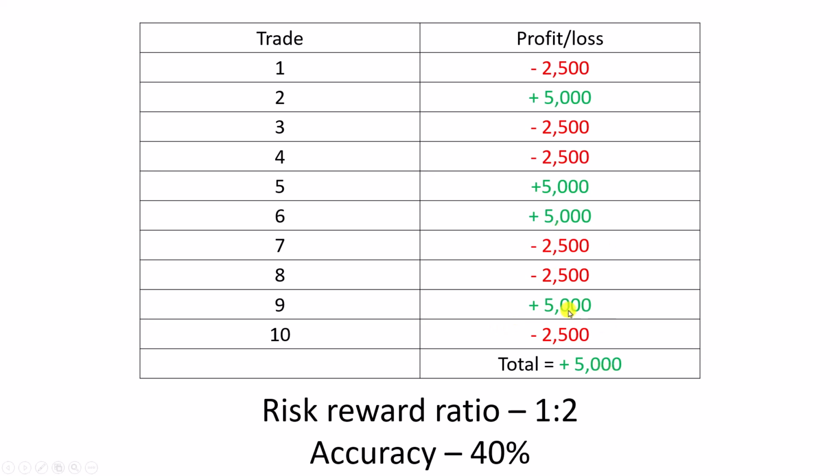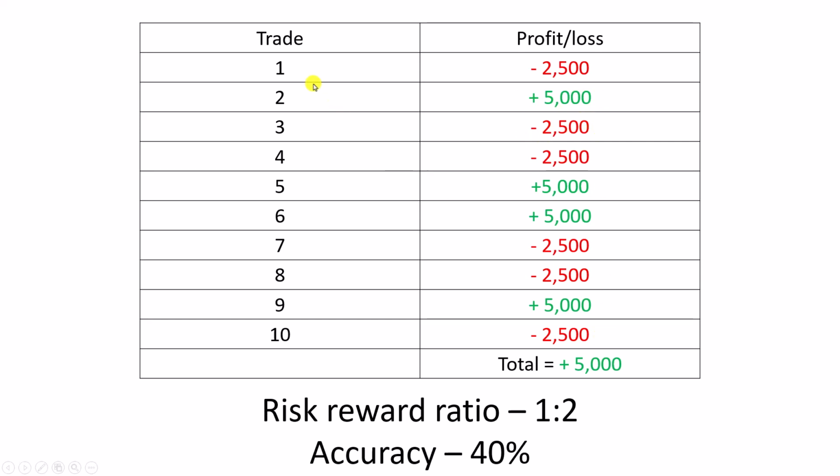Okay. Now, the accuracy of this is only 40%. The accuracy is only 40%, but still you are making money. This is because you are maintaining a risk reward ratio of 1:2 and you are fixing your risk per trade. Okay. Risk per trade on first day was also this. It was the same on this too. It was the same on third trade too, and so on.